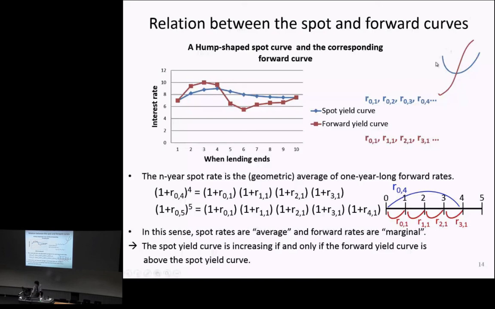Okay, so you studied that the average cost is decreasing when the marginal cost is below the average cost, and the average cost is increasing when the marginal cost is above the average cost. The same thing can be said about these yield curves. Spot interest rates are average values. So when the spot yield curve is increasing, the marginal values, the forward yield curve, is located above the spot yield curve, and vice versa.